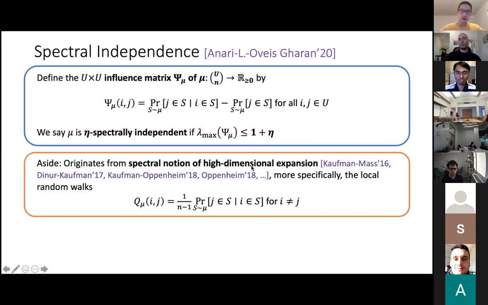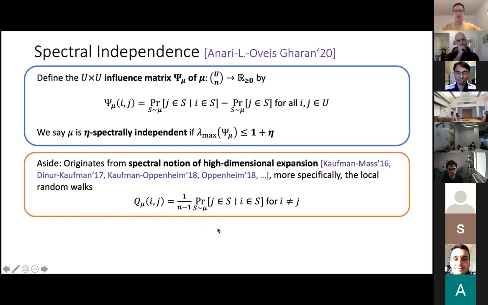And as an aside, this notion of spectral independence originates from a spectral notion in the recently emerging area of high dimensional expansion. There, you have this gigantic global walk, this gigantic Markov chain that you want to analyze. And in a very vague sense, roughly speaking, you break it into a bunch of quote unquote local random walks. These local random walks are random walks on the ground set U, where the transitions are given by conditional marginal probabilities with some normalization.